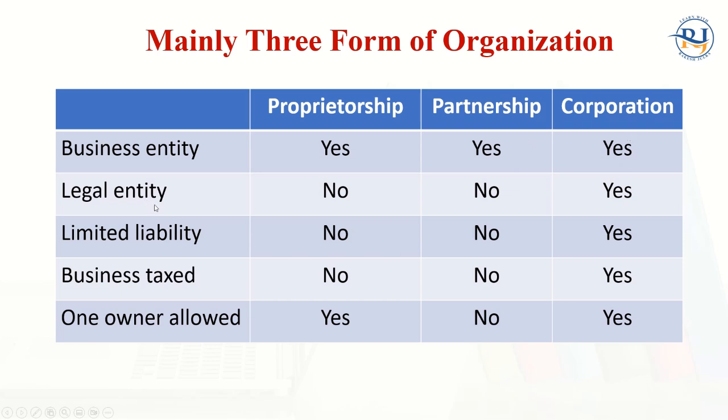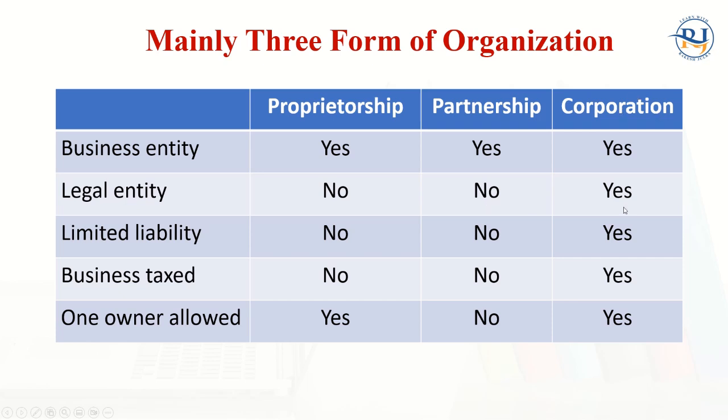And if we talk about the legal entity, yes, the proprietorship is also a legal entity. No, it's not a separate legal entity. Means the proprietorship, the person who is running the business will be responsible for all the debts of the company. Means is not different from the business, will be considered as one person. Means there is no separate legal entity. And in a partnership, there is no separate legal entity.